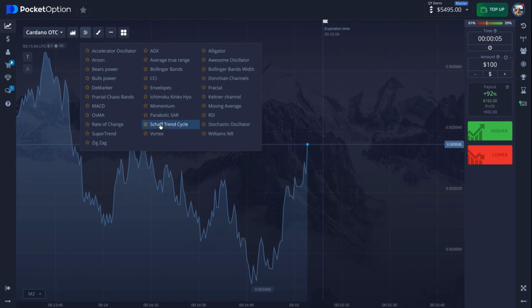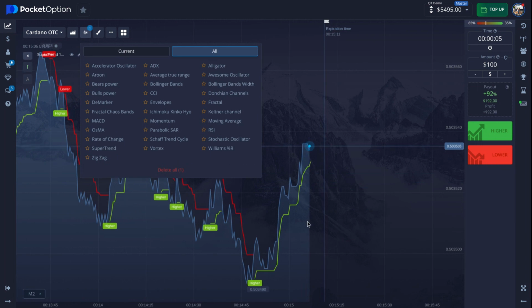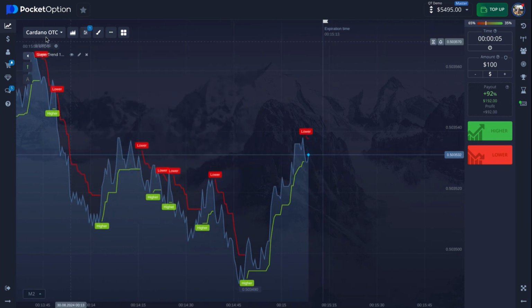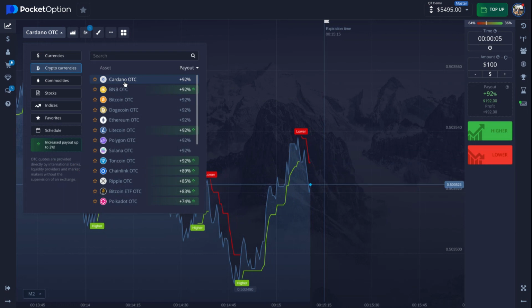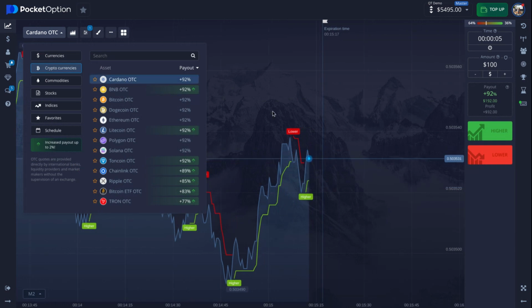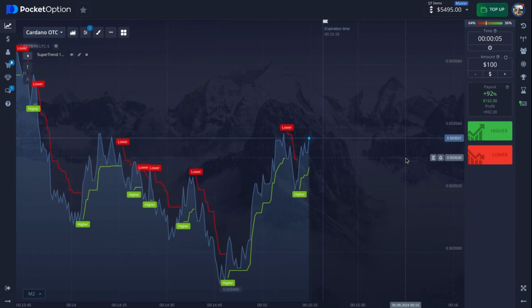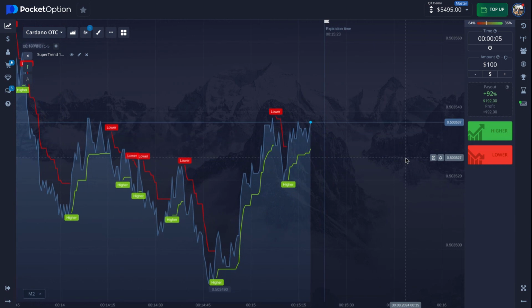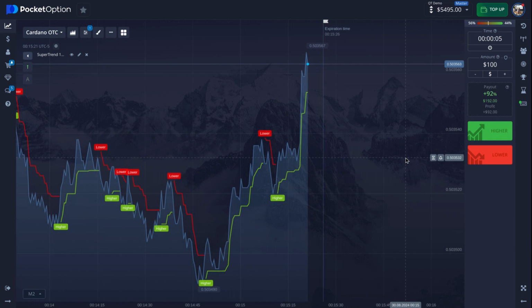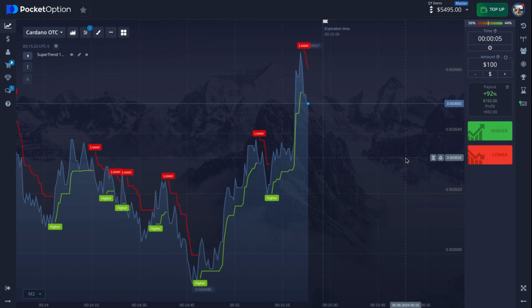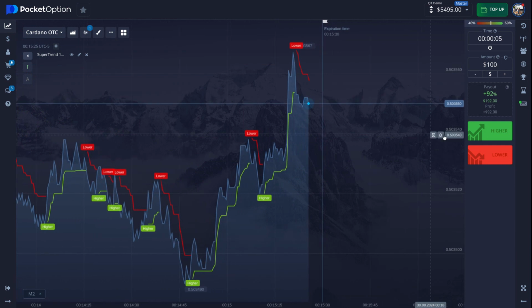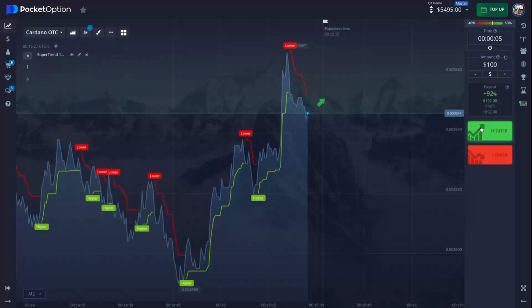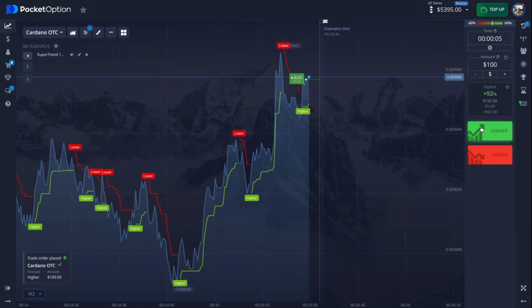So we're going to go to our SuperTrend here, and we're on a Cardano OTC. We're going to try to hopefully take about 10 trades here, in the direction of the trend as soon as it prints. So let's get started here. We're going to wait for a trend change. We just missed that one, so we're going to wait, and we're going to set up for the higher if it comes. Okay, we took it right there.